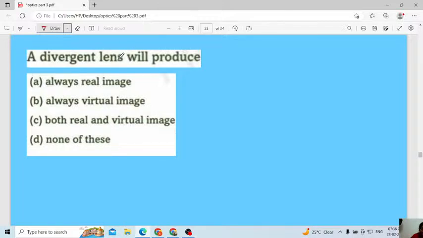A diverging lens will produce which type of image? Easy question. Do it fast. Lakshmi is telling B. Remaining? Yes, easy question. Always it will form a virtual image.